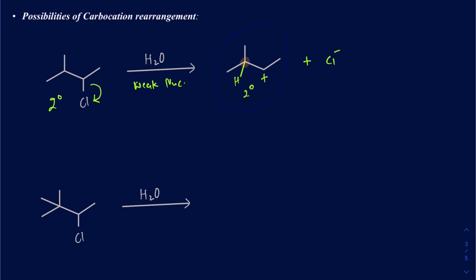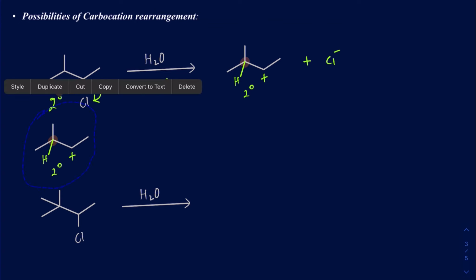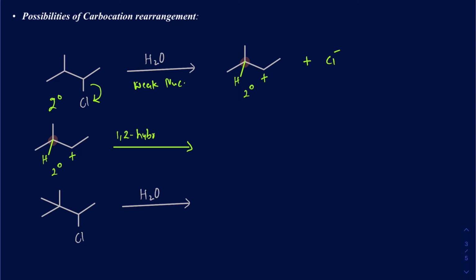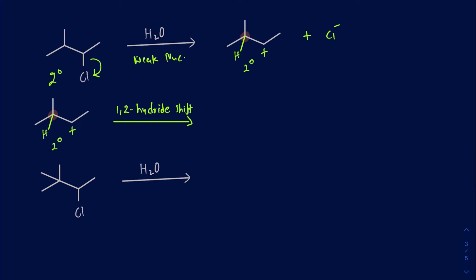So let me just copy this down here. So I can do a so-called 1,2 hydride shift. When you're drawing the mechanism of the hydride shift, you're going to be taking the electrons that are in the bond onto that new location of this positive charge. So make sure you draw something like this, from the bond onto that positive charge.